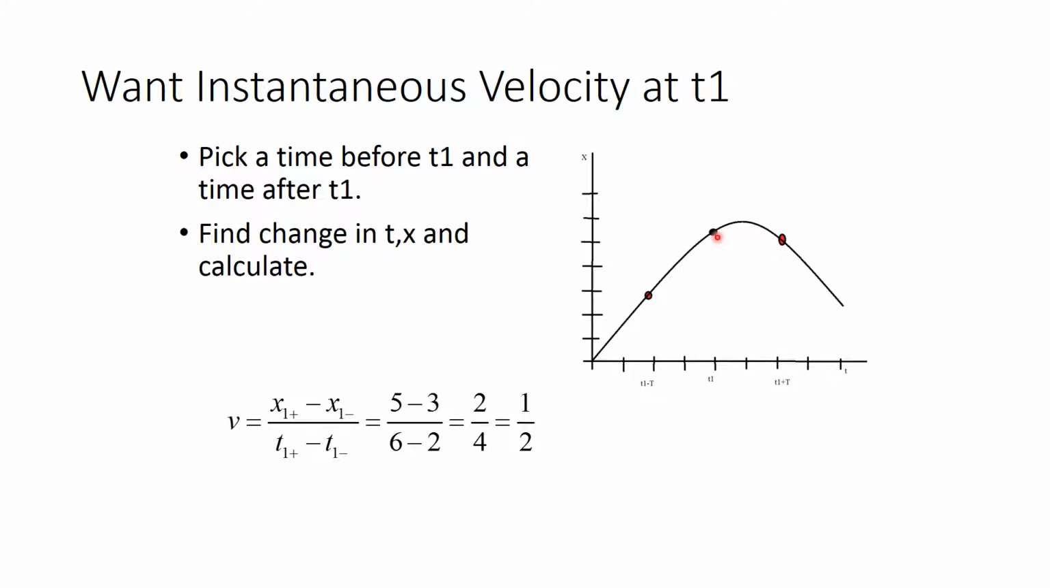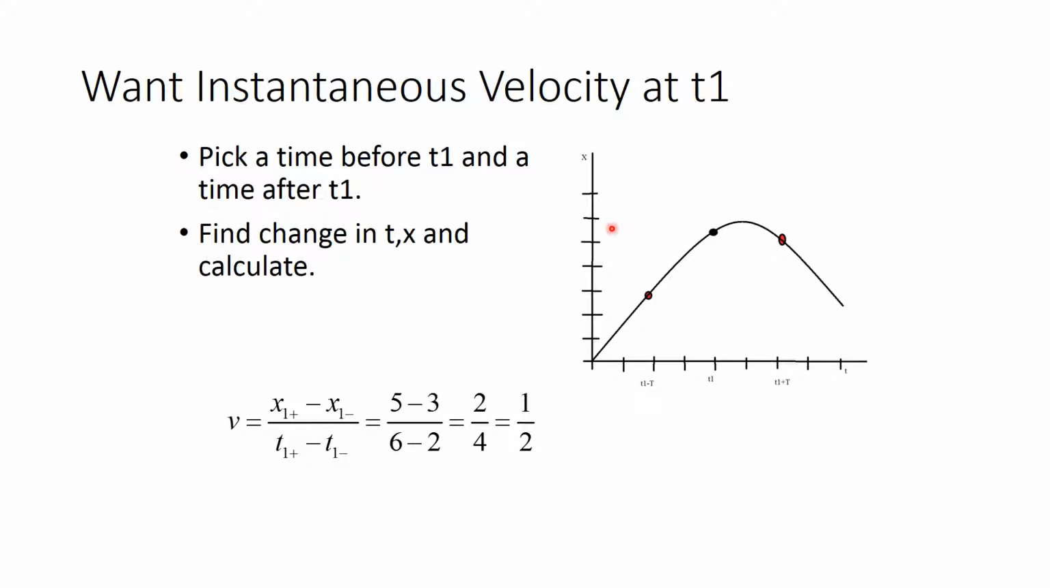So we have our point t1 here, but we can't measure the value at t1. We can only measure durations. So we could pick 2 points, t1 minus some time and t1 plus some time, and that would give us a duration over which we could make our measurement.